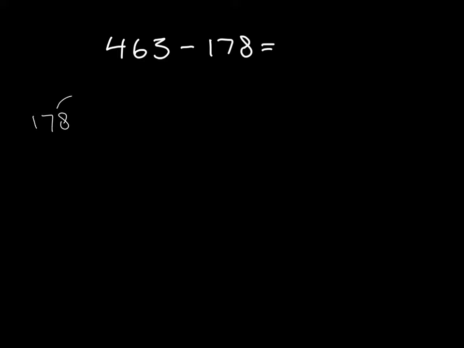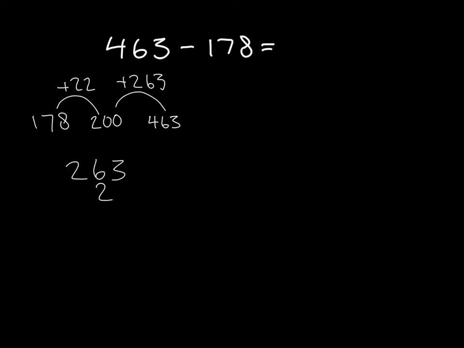178. I will count on to the next multiple of 100, which would be 200, and to get to 200 I need to add 22. I'll then go straight from 200 to 463. I can tell here I'm actually adding 263. Quick addition, double check, 263 and 22: 3 add 2 is 5, 6 add 2 is 8, and I've still got 200. So 463 take away 178 is 285.